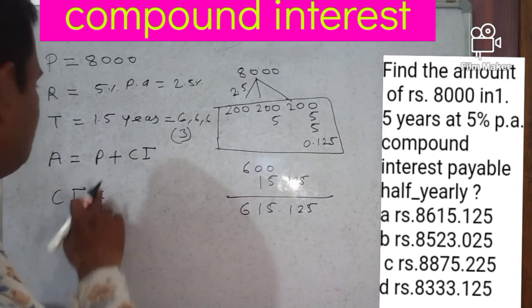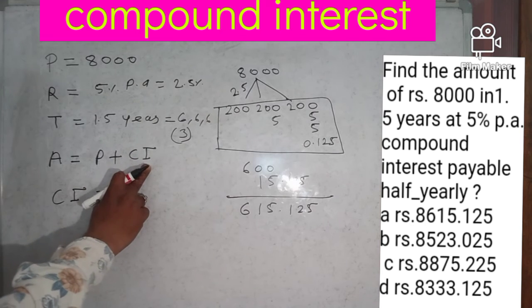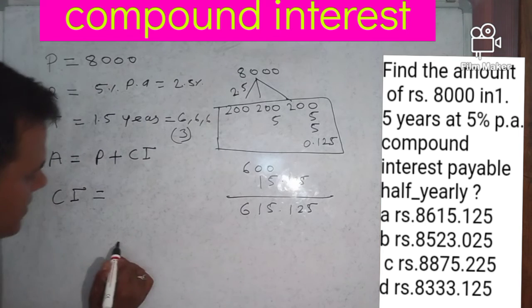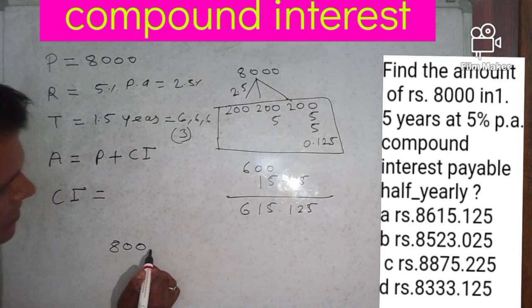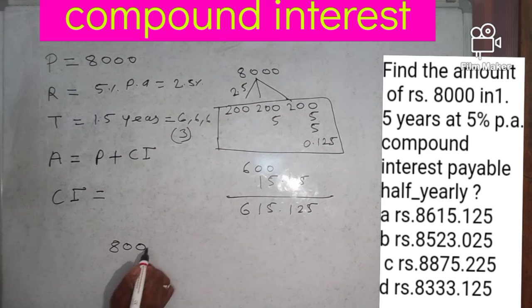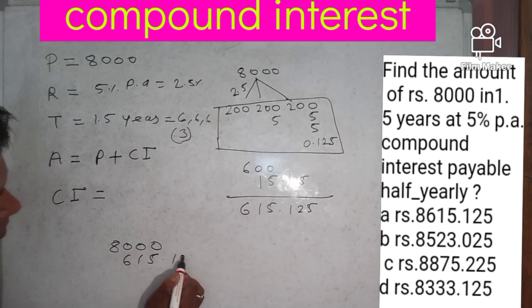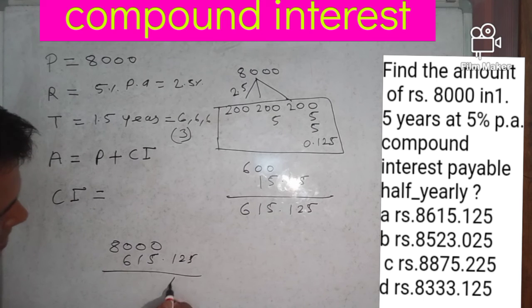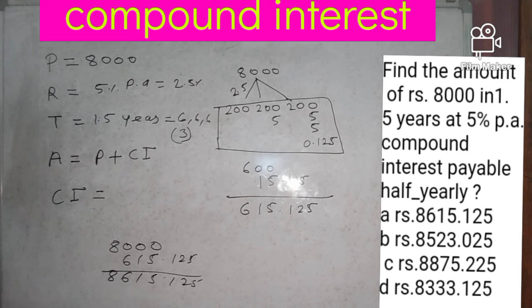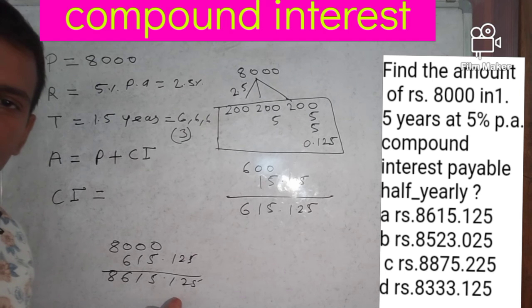So we need what is the amount. So amount is just principal plus compound interest, right? So 8,000 and 615.125, so just add, it is 8,615.125. So our answer is 8,615.125, right?